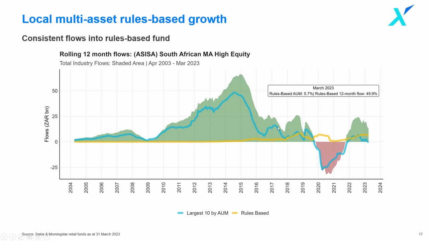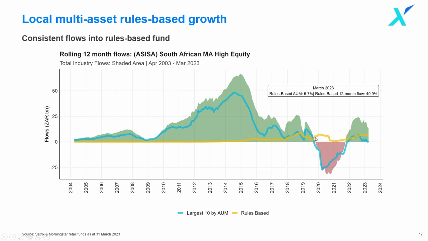And then what we've also done is split it out by the largest 10 funds that make up this category, and they dominate the assets in this category. As you can see, the flows into those largest 10 funds pretty much explains most of the shape that you're seeing for the category overall. But then we've also identified what are the rules-based or indexed balanced funds in the South African multi-asset high equity category. And you can see the growing share of flows and more consistent flows, particularly over this period where there were net outflows from this category.